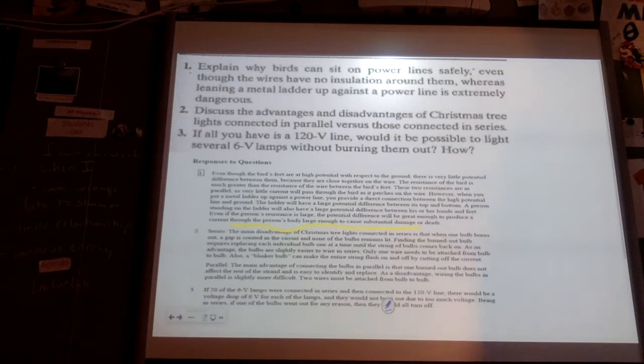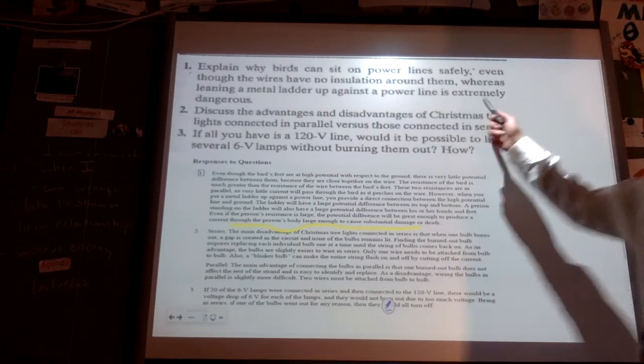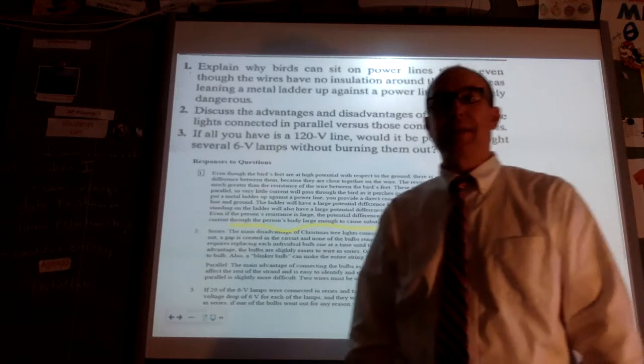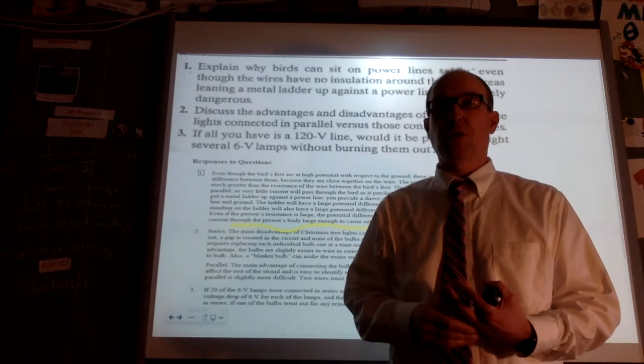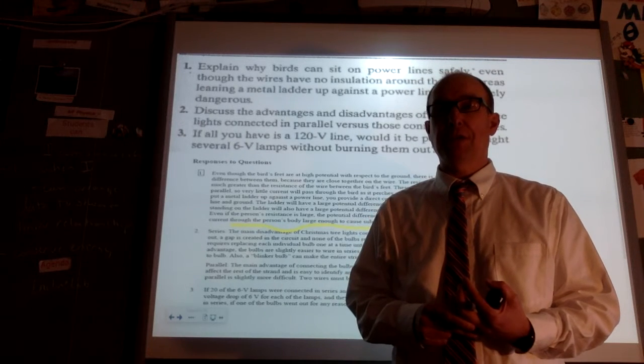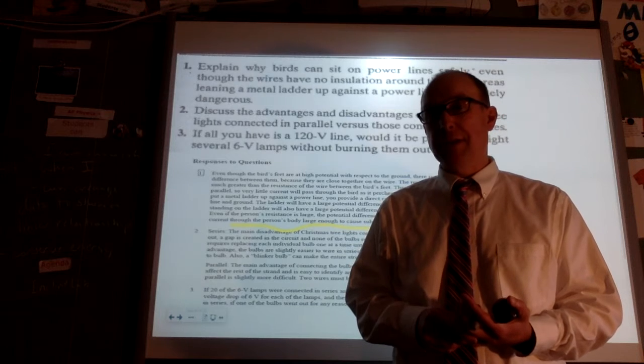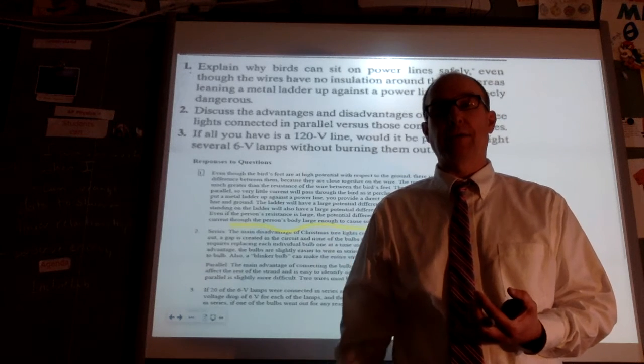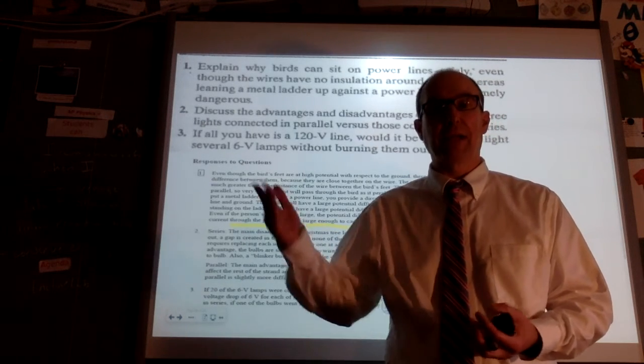Explain why birds can sit on power lines safely even though the wires have no insulation around them. Both of the bird's legs are at the same potential. Charge is only going to flow if there's a difference in potential, as opposed to a ladder that's touching a hot wire that goes down to the ground. The ground is at a different potential than the wire.